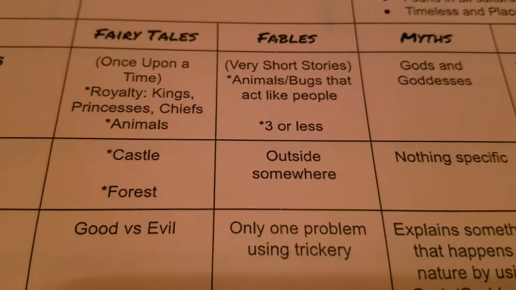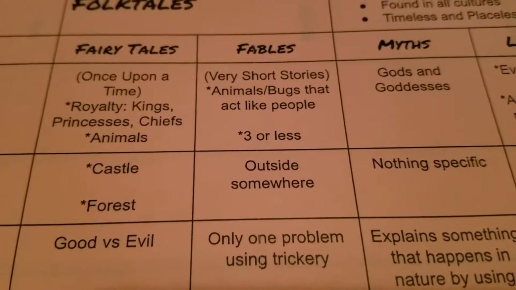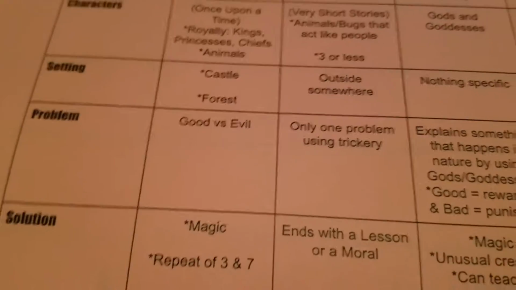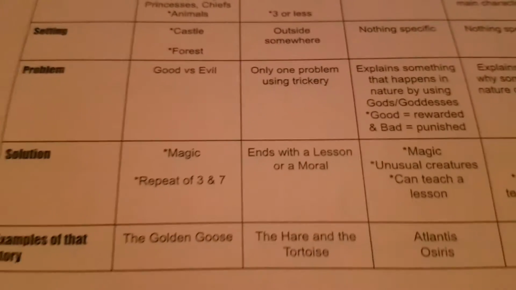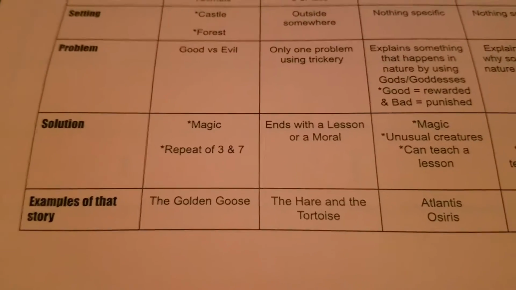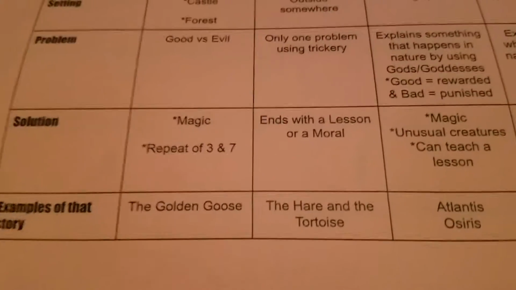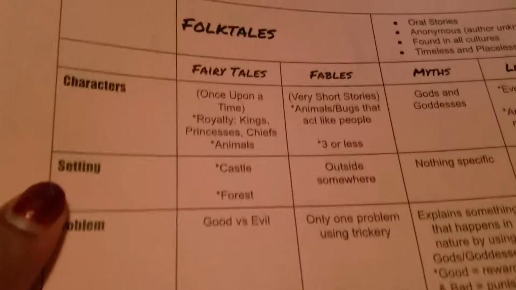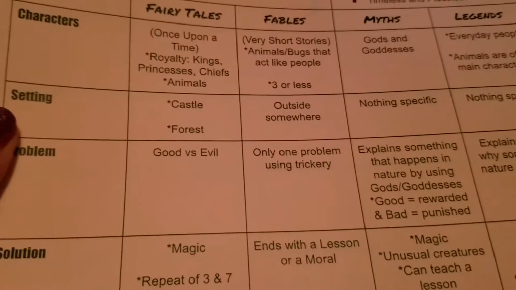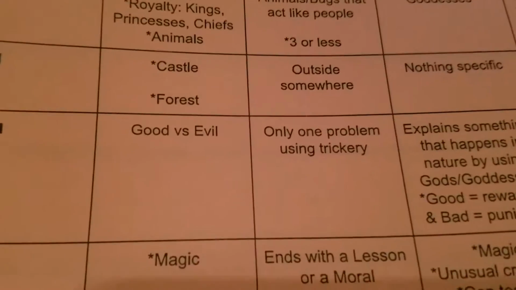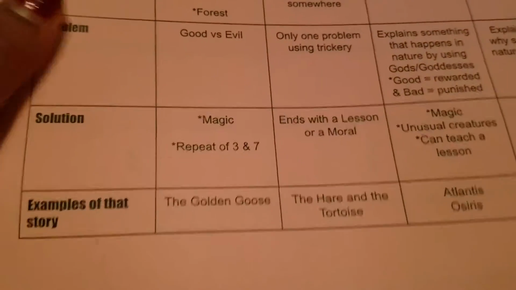So it's very short, has animals or bugs as the characters that act like people. The setting is outside someplace. There's one problem, and it's usually having to do with some sort of trickery. The solution ends with a lesson learned or a moral, and so now I have to think of what I'm going to do. Okay, so I decided to do a fable, make a very short story with animals acting like people, outside somewhere, some trickery, and an end lesson. So we'll see how well this works.